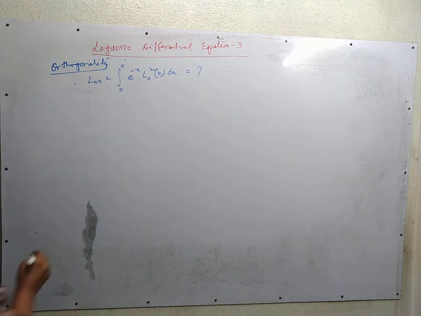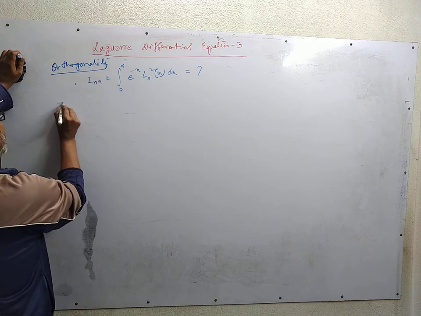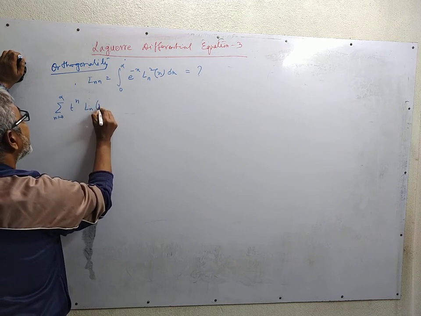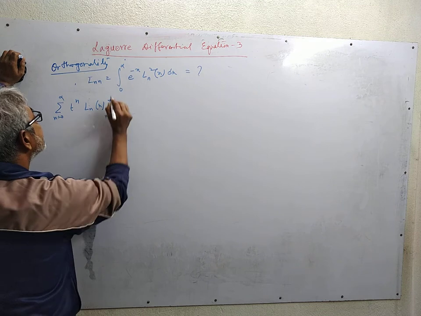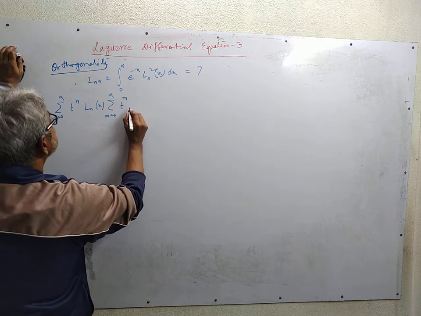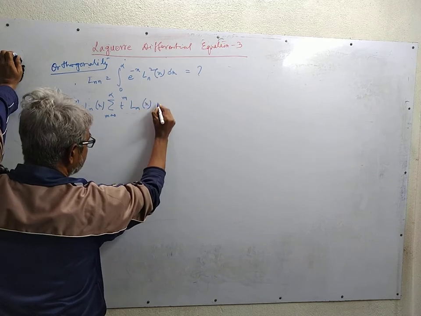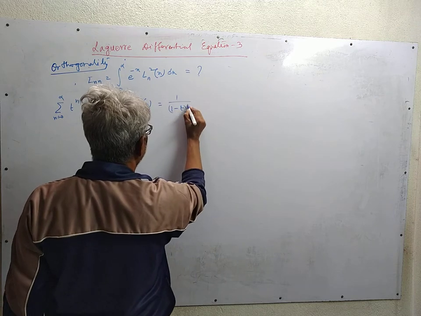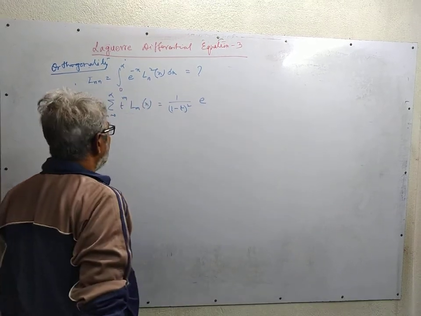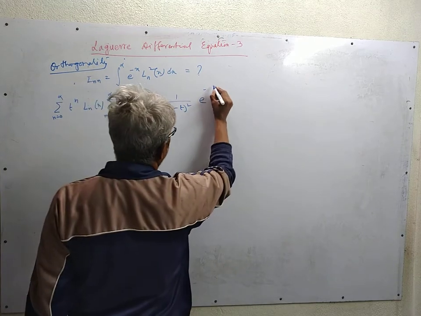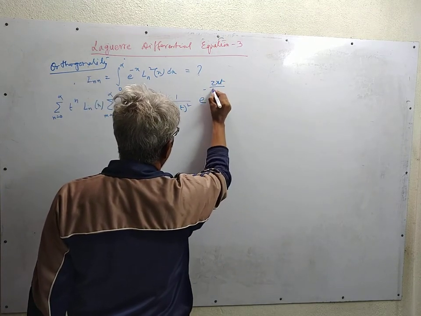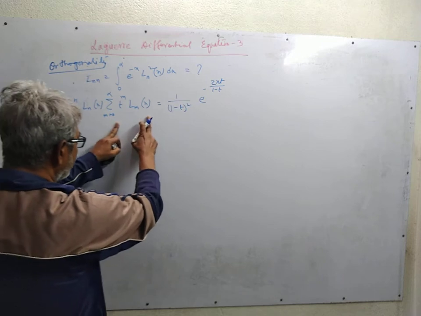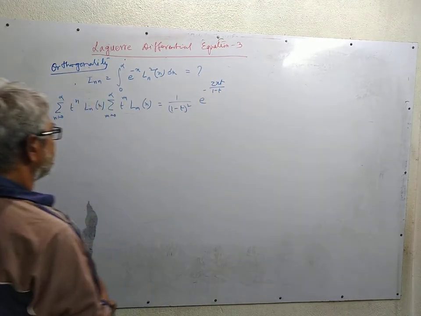We use the generating function. First, the sum over n from 0 to infinity of t to the power n L_n of x, then the sum over m from 0 to infinity of t to the power m L_m of x, is equal to 1 over (1 minus t) whole squared, times e to the power minus 2xt over (1 minus t). For this we have to use the generating function g(x,t) twice.